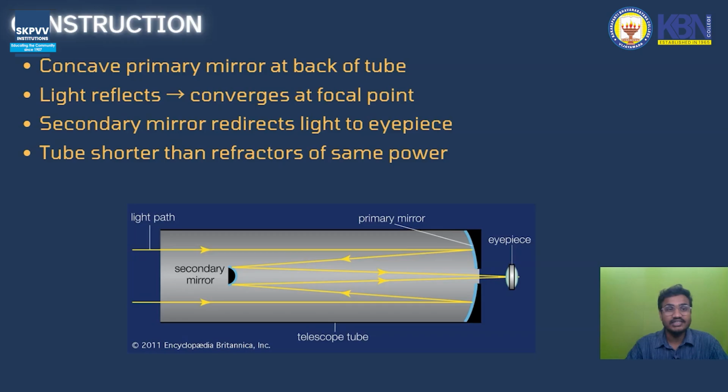So coming to the construction of reflecting telescopes, here we have a concave mirror, which is called the primary mirror. Here we have two types of mirrors called the primary and secondary mirror.